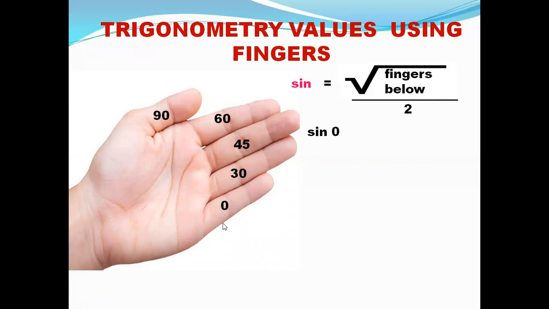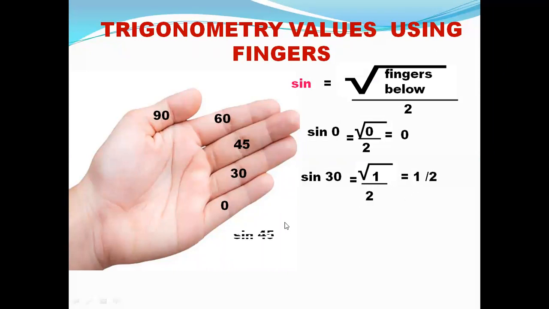So sin 0, first we'll see how many fingers are there below 0. There isn't any finger. So sin 0 is square root of 0 divided by 2, which gives us 0, because square root of 0 is 0. Now sin 30, how many fingers are below 30? One finger. The square root of 1 divided by 2 gives us half, because square root of 1 is 1.